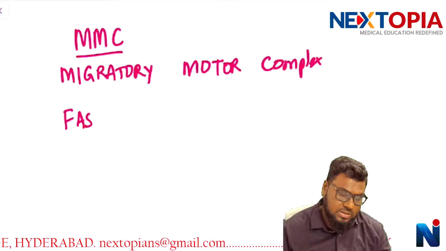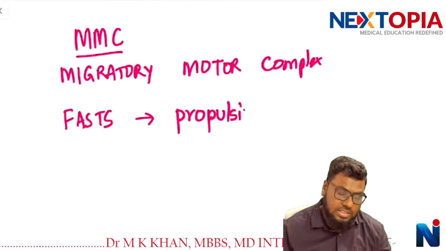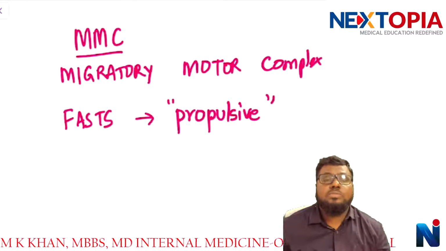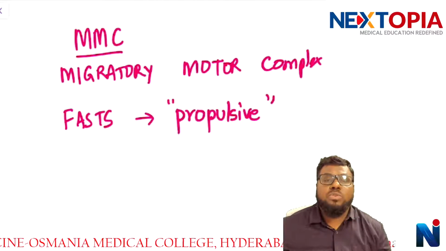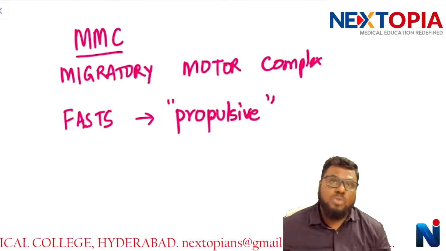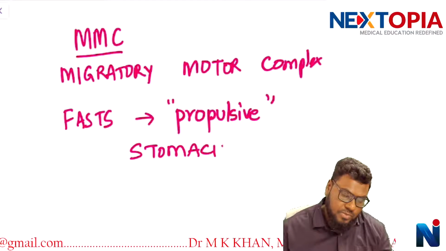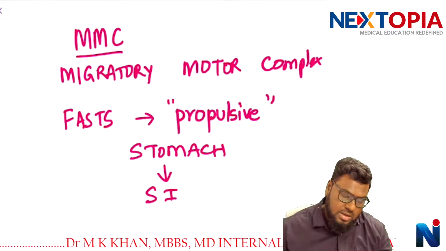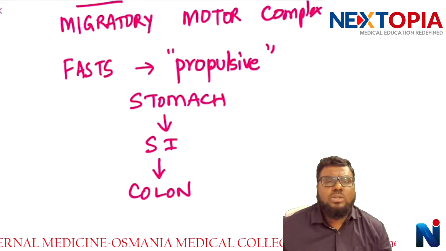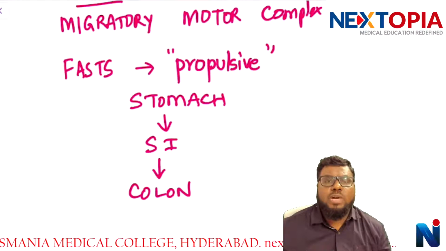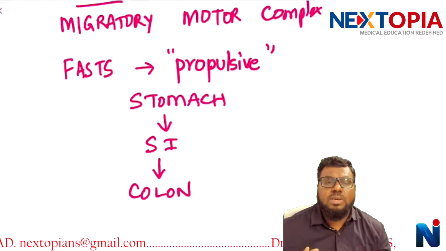So whenever a person fasts, it is a propulsive movement in the fasting state. It begins in the stomach and moves the undigested material from the stomach into the small intestine, and from there into the colon. There is nothing inside the stomach; whatever is there, secretions and all, moves forward, from the stomach to the small intestine and then into the colon.